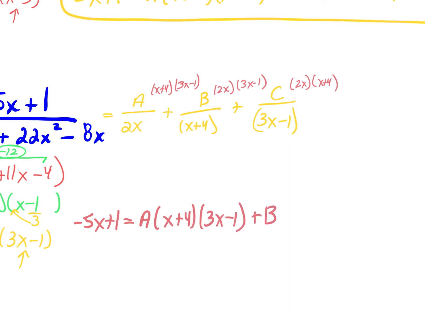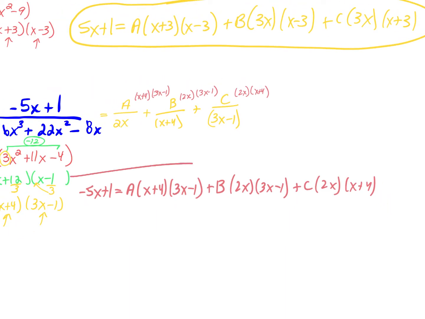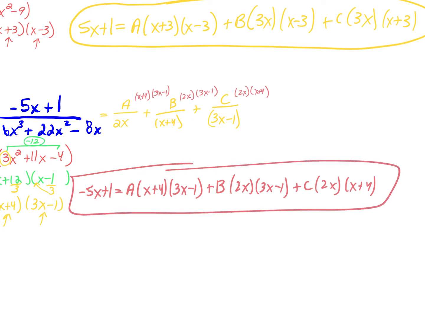Doesn't matter where it goes. B, 2x and 3x minus 1. And then C, 2x and the x plus 4. That is your setup. And then to solve it, you would set each piece of your denominator, each linear factor, equal to 0, and you would just evaluate that whole big long thing 3 times.